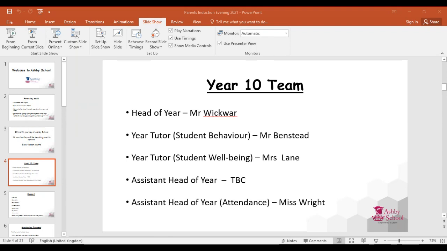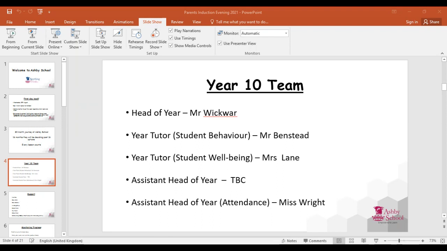Mr. Wickwa is supported then by 2 assistant heads of year. One who we are interviewing for on Thursday of this week, an internal advertisement, and then we've also got Miss Wright, who's been the assistant head of year for year 11 this year. She's reverting back into year 10, and she has an attendance focus.